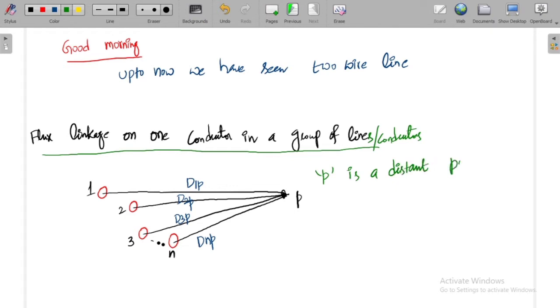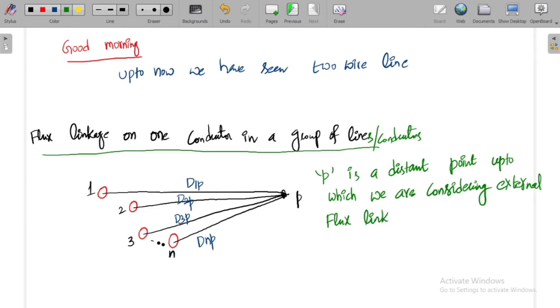In order to provide the boundary for the external flux linkages, I am considering the point P as a distant point up to which we are interested in finding the flux linkages, right? Because we cannot find the flux linkages to infinite distance. So that is the reason why first I am setting a boundary, then I will remove this boundary. So P is a distant point up to which we are considering the external flux linkages. Now my intention here is to find the flux linkage on conductor 1.